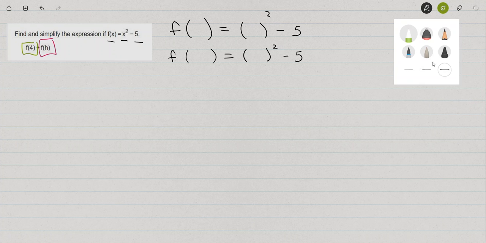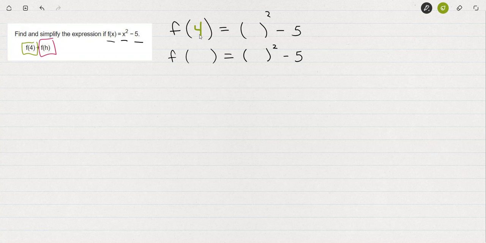Now when I do f of 4, what I'm going to do is replace each of the x's with a 4. Easy, right? We just have 4 squared minus 5. That probably wasn't the challenge for most students. It's probably the notation, getting used to the function notation. But this calculation of 4 squared minus 5, 4 squared is 16, 16 minus 5 is 11.